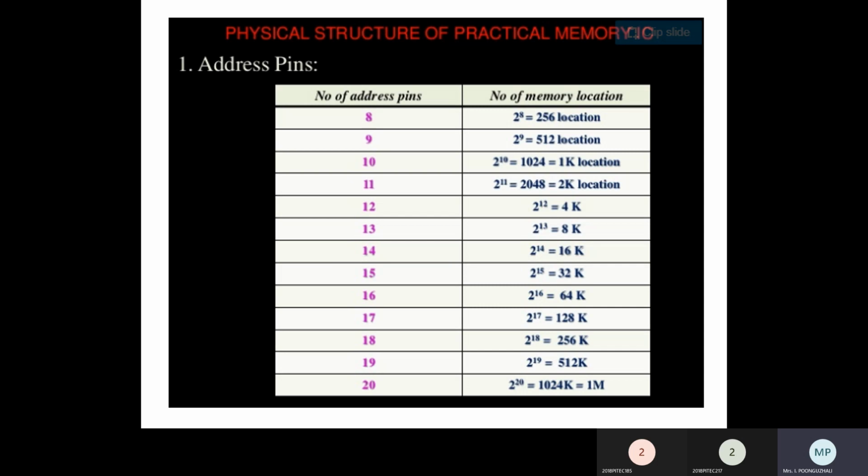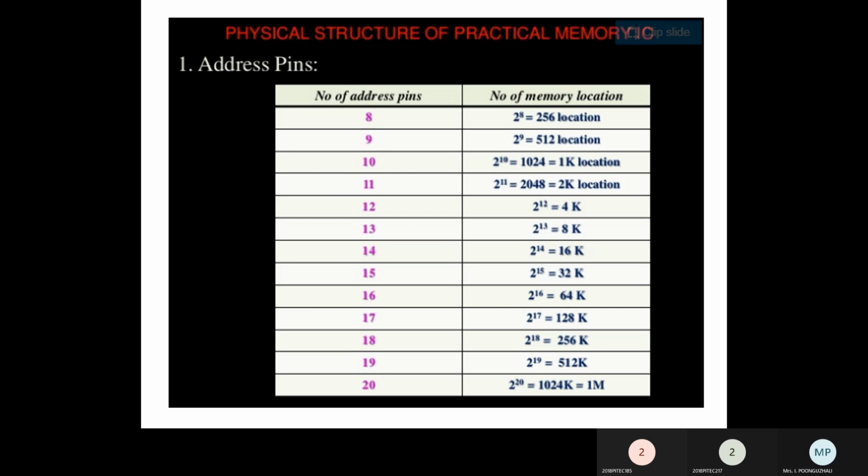So to access 1k memory, I need 10 address lines. This comes in questions, please make a note. 2 power 10 is equal to 1k, 11 is 2k, 12 is 4k. So it keeps increasing: 13 is 8k, 14 is 16k, 15 is 32k, 16 is 64k, 17 is 128k, 18 is 256k, 2 power 19 is 512k, 2 power 20 is 1024k, or otherwise equal to 1 MB of memory.